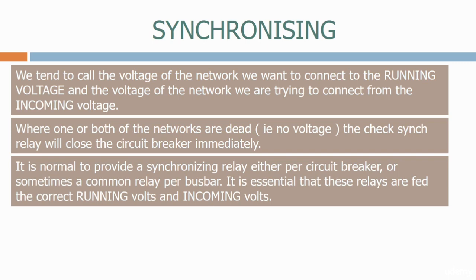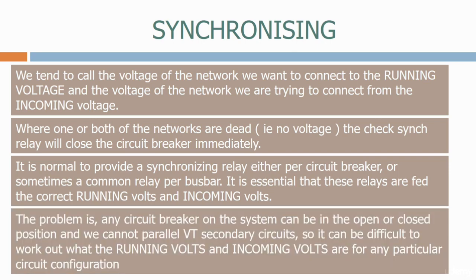It is normal to provide a synchronizing relay either per circuit breaker or sometimes a common relay per bus bar. It is essential that these relays are fed the correct running volts and incoming volts. The problem is, any circuit breaker on the system can be in the open or closed position, and we cannot parallel VT secondary circuits, so it can be difficult to work out what the running volts and incoming volts are for any particular circuit configuration.